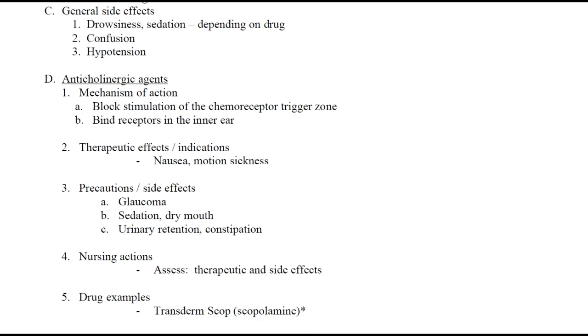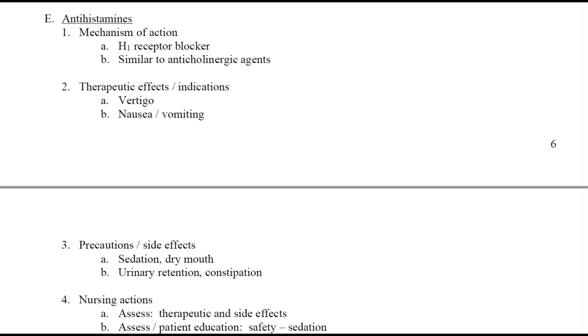Some nursing actions in this medication class include assessment of therapeutic and side effects. And the drug that you have to remember is transdermal scopolamine. So scopolamine is a drug that you have to remember. Another pharmacologic class under anti-emetic includes antihistamines. The mechanism of action is mainly H1, or histamine 1, receptor blocker, and in addition, it has a similar mechanism of action to the anticholinergic agents.